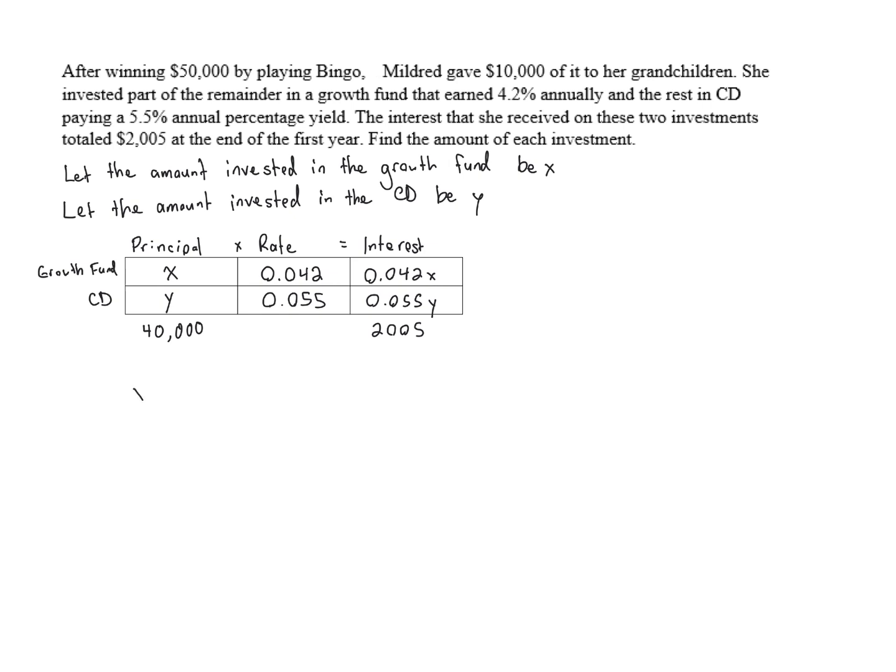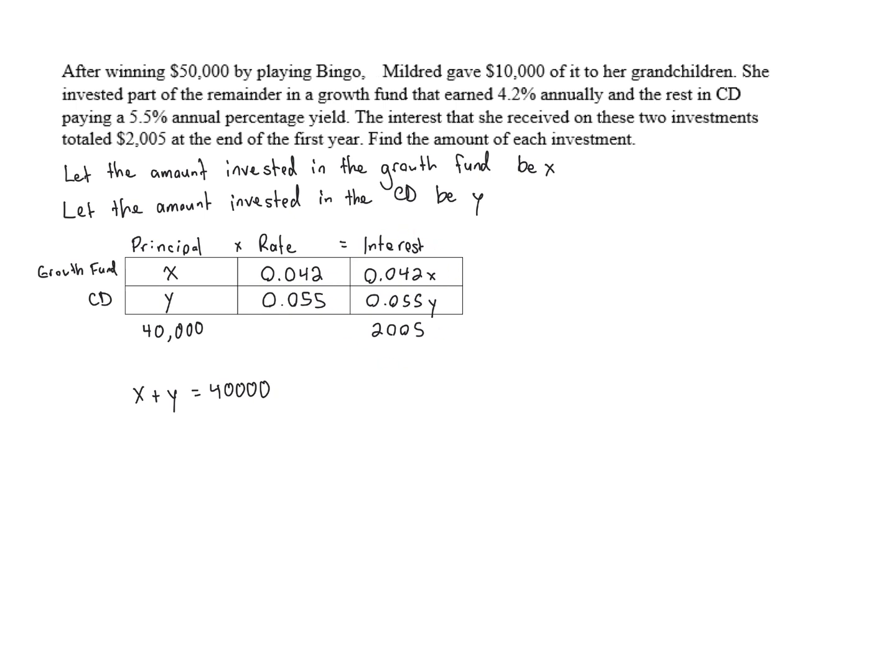Here we know that x plus y has to equal 40,000. Remember, we don't know how much was invested in each of these accounts, but whatever those two quantities are, we know that the total was 40,000. So that means that x plus y has to equal 40,000. Maybe it's 20,000 and 20,000, maybe it's 30,000 and 10,000. We don't know the individual amounts, but the sum has to be $40,000.